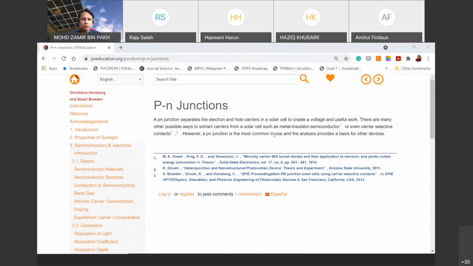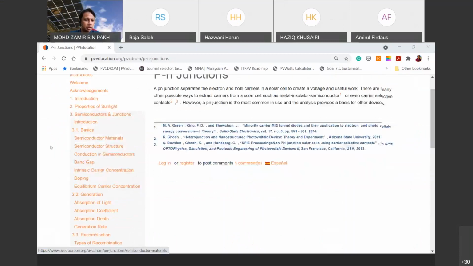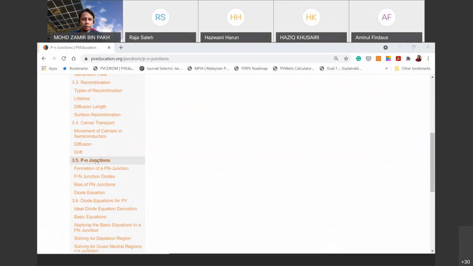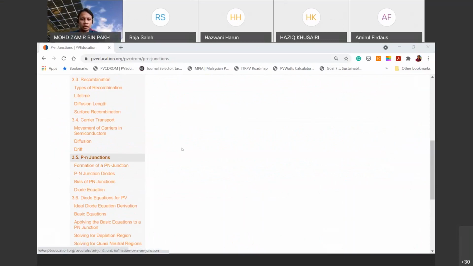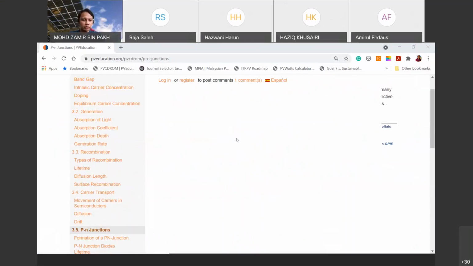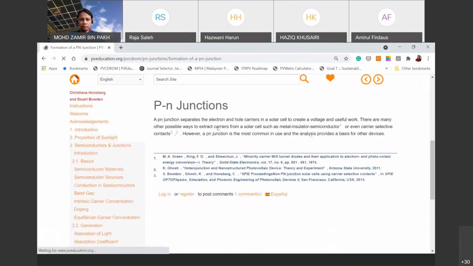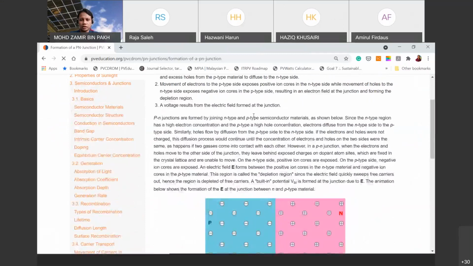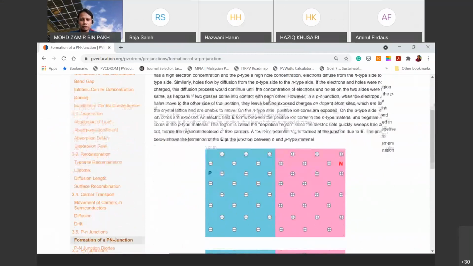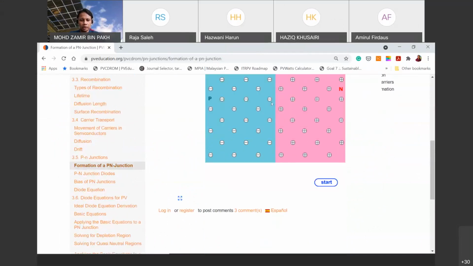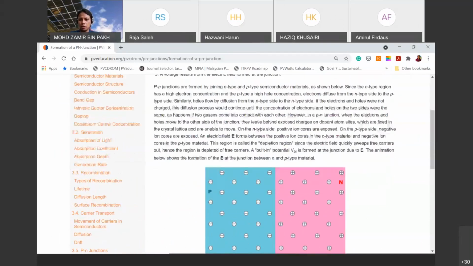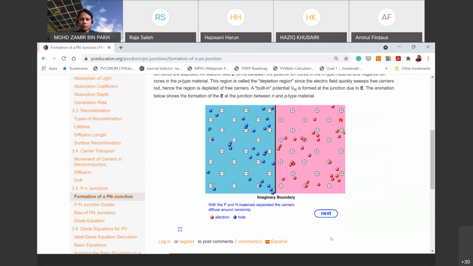Okay, good. So you can come here to the PN junction, section 3.5. This is a brief definition of the PN junction. Next. So this is the same thing that I explained in the slides now. So let's look at this animation here to see what is actually happening.